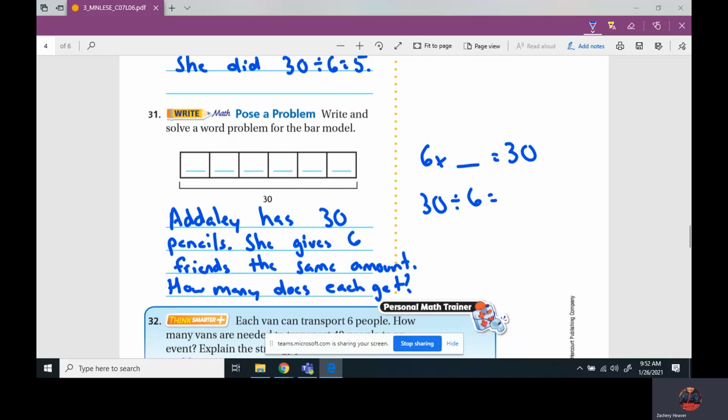Troy, you got the answer? What's the answer? What answer fits both equations? Five. So each box will have a 5 in it. Every friend is going to get 5 pencils. Okay? And if I would skip count, it's 5, 10, 15, 20, 25, 30.